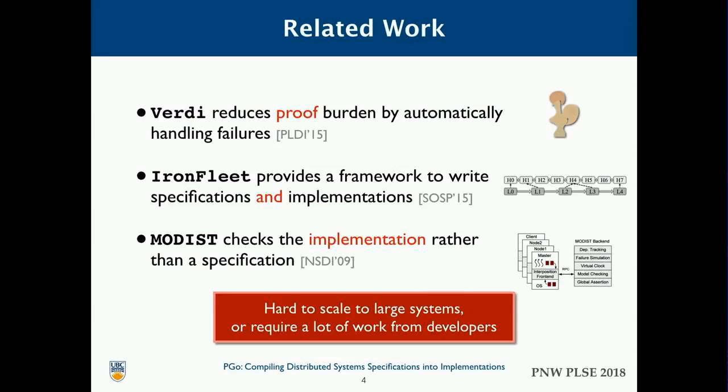And finally, MODIST takes a different approach where instead of having you write a specification, you just model check the implementation itself. But as a consequence, the state space is a lot larger because an implementation has a lot more details than a specification. So the model checker has to be a lot smarter, and there has been a lot of work on top of that. The conclusion here is that these approaches are either hard to scale to large systems, in the case of checking an implementation, or they require a lot of work from the developer. So you have to write a proof, or you have to write some form of equivalence.